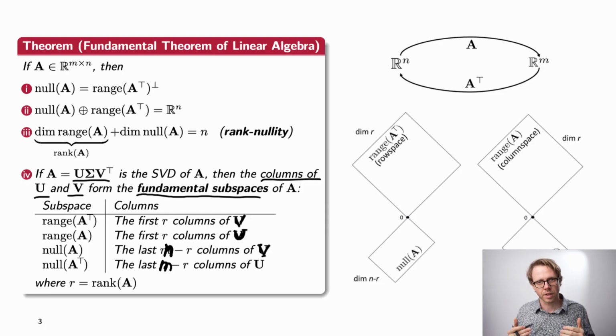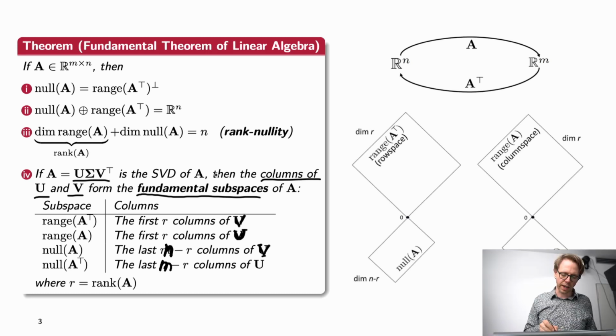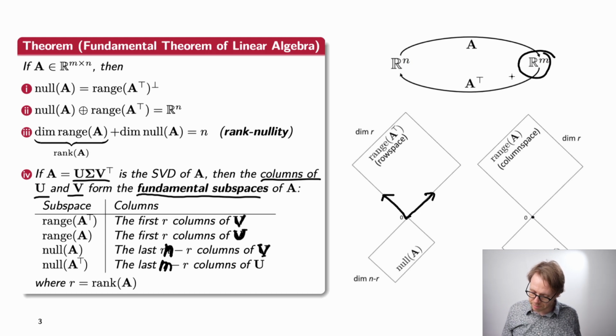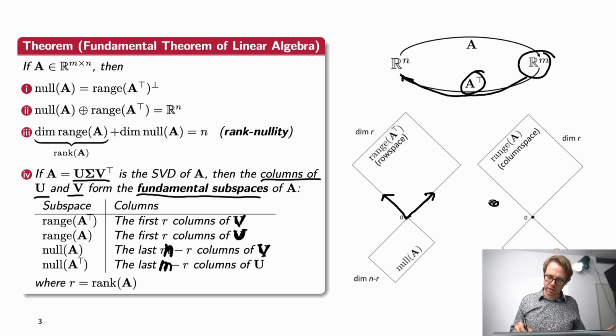Fourth, if we have the singular value decomposition U sigma V transpose of A, then the columns of U and V form the fundamental subspaces of A. First, the range of A transpose, so the part of Rn that can be reached by taking a vector from Rm and multiplying with A transpose, is spanned by the columns of V.